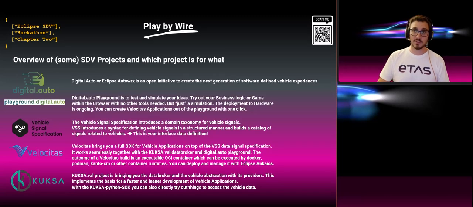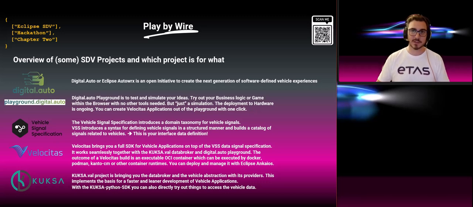First of all, we start with simulation. We have Digital Auto in the first line with Eclipse Autowrx. This is an open initiative to create the next generation of software-defined vehicle. And there is a playground in Digital Auto where you can test and simulate your ideas directly. You can try it out, for example, with Python code and run a simulation. For play-by-wire, you can also use Flappy Bird if you like, or the Pong game.